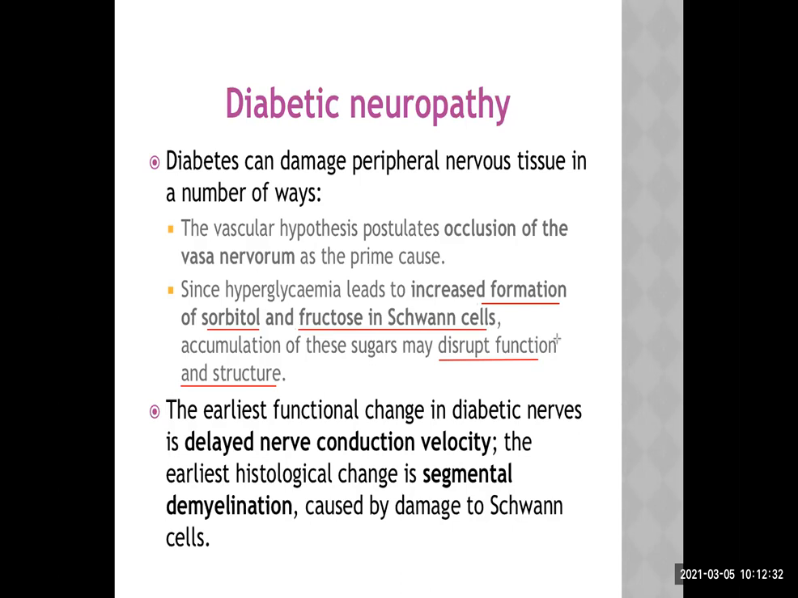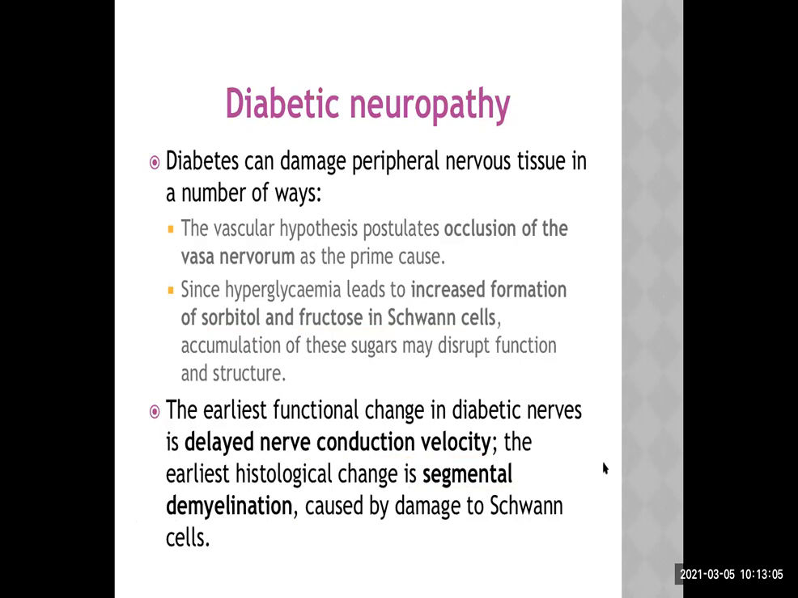So if the myelin sheath is not formed, the velocity by which a signal gets transmitted is disrupted. It will become very slow. So these are the different problems in the peripheral nerve caused by diabetes. The earliest functional change in the diabetic nerve is delayed nerve conduction velocity. That's what we were just discussing. And the earliest histological change is segmental demyelination because of the disturbance in the function of Schwann cell.